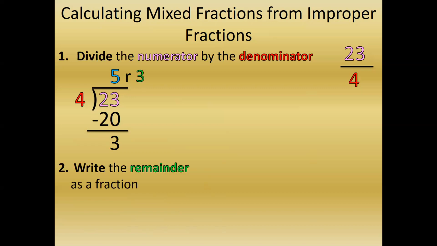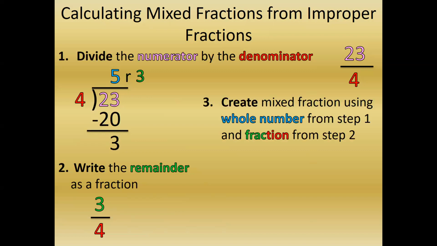So we have to write the remainder in step number 1 as a fraction. So in order to do that, we know that our denominator is 4. So 4 goes at the bottom, and our remainder would become the numerator, which is the top number. So 3/4 would be our fraction.